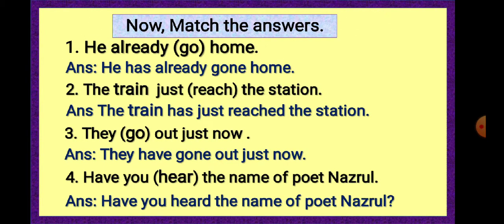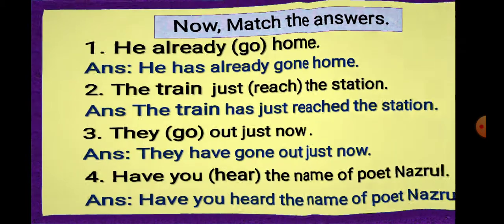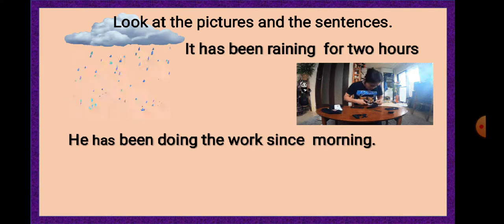He has already gone home. The first answer will be he has already gone home. Then the train has just reached the station. They have gone out just now.